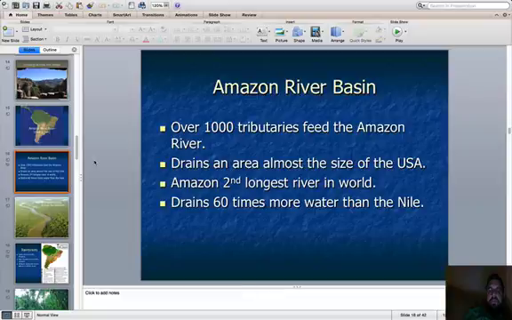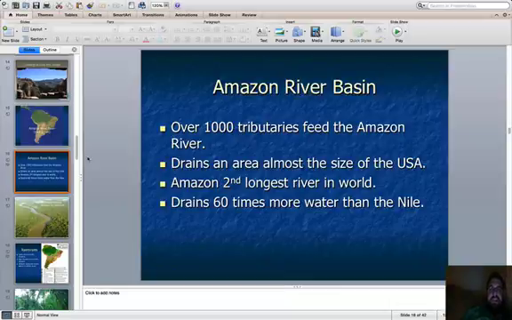And the Amazon River itself is the largest river system in the world. It has over 1,000 tributaries that feed this river. So remember, tributary is kind of like a branch on a tree. The trunk is the main river, and the branches are what feed into the trunk. So there's a lot flowing into the Amazon. The drainage basin of the Amazon, so all the water that flows into the Amazon out to the Atlantic Ocean, that is the size of the United States of America. So it's a huge area of water flowing out of South America.